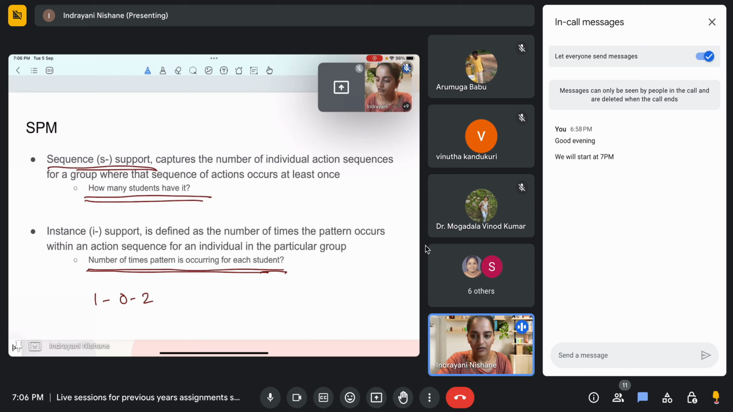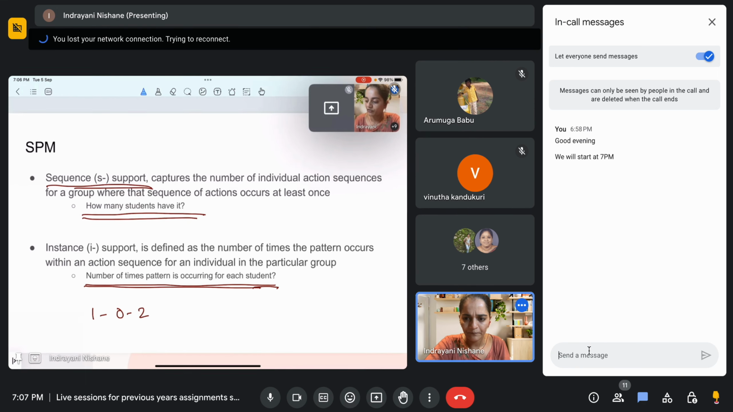Yeah, so here there are, so it's not getting updated. My screen is not getting updated. Can you all see my screen?